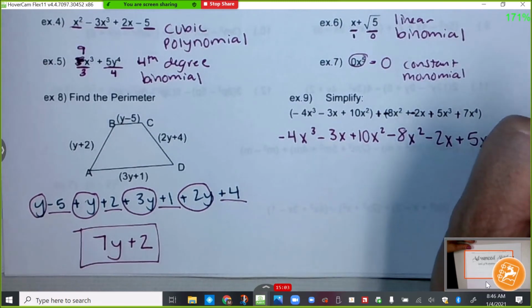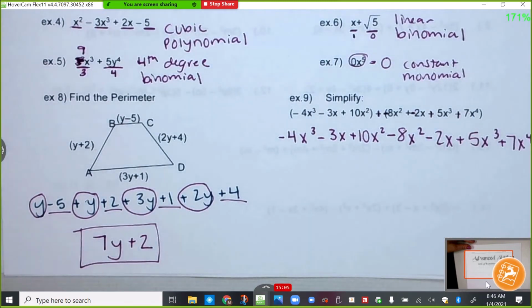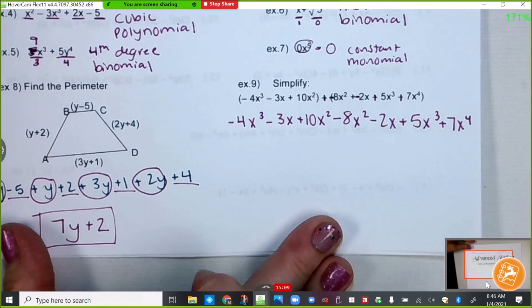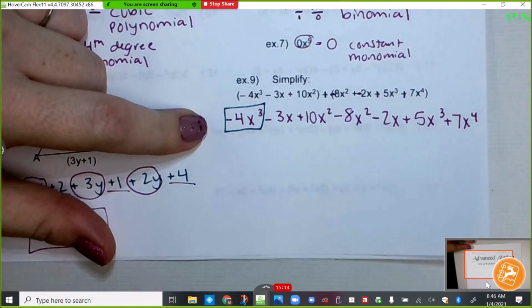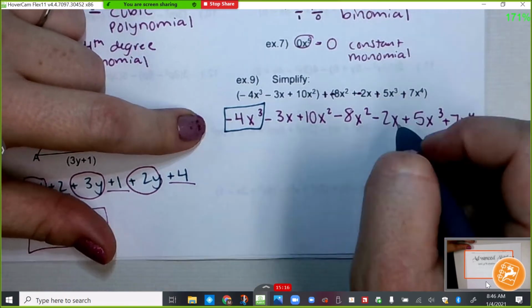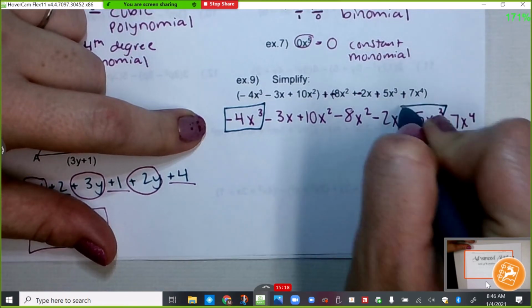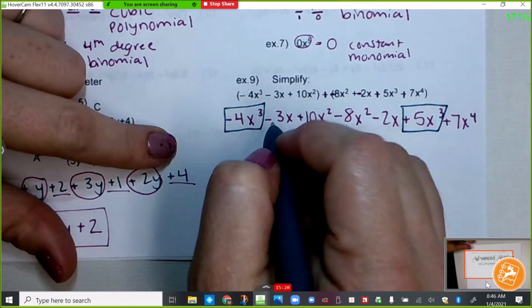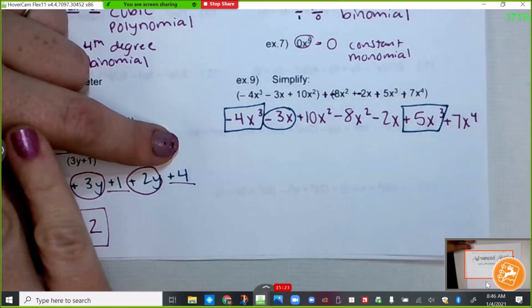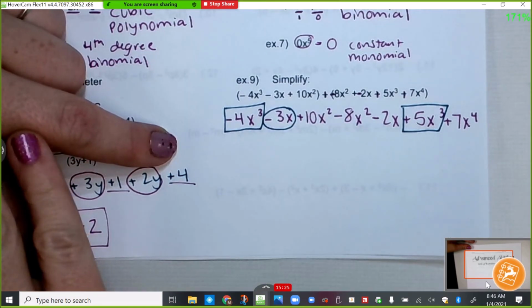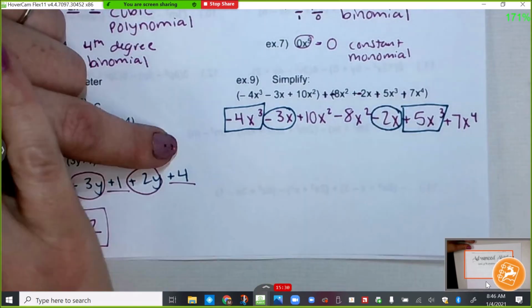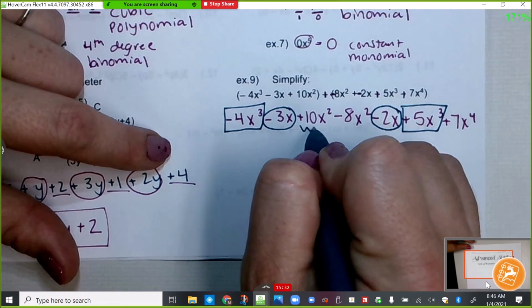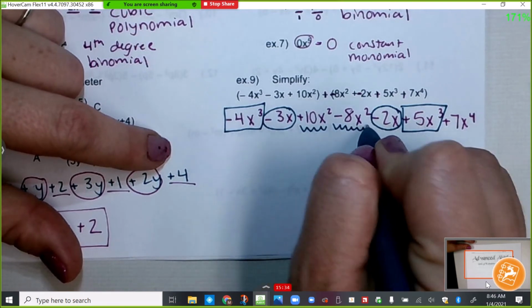So I'm going to go through, I'm going to pick out everything that's alike. Okay, so I'm going to start at the beginning. This is cubed. Are there any other cubes? Anything else with a third power? Yeah, this plus 5 back here. Okay. Here's just an x. Is there anything else with just an x? This negative 2. Okay, this is squared, and this is squared, and this is to the 4th power, and there's nothing else like it.